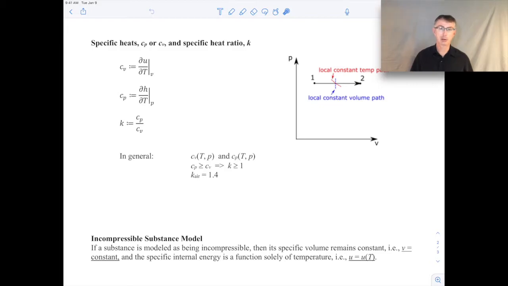And we'll see that ratio of C sub P to C sub V, that ratio of specific heats, frequently in our analyses. So we give it a special symbol, we'll call it K, and that's what we call the specific heat ratio.